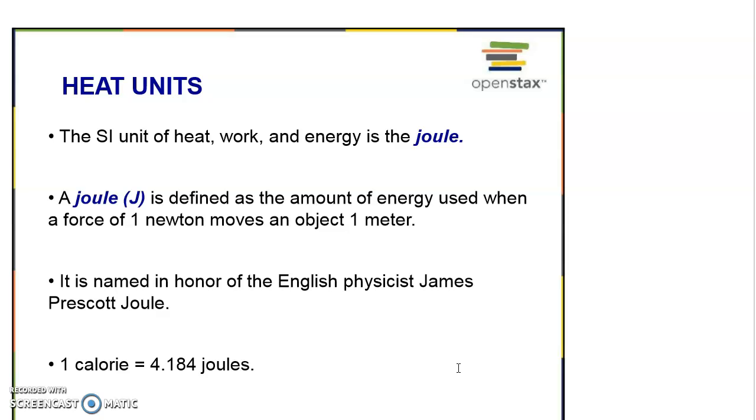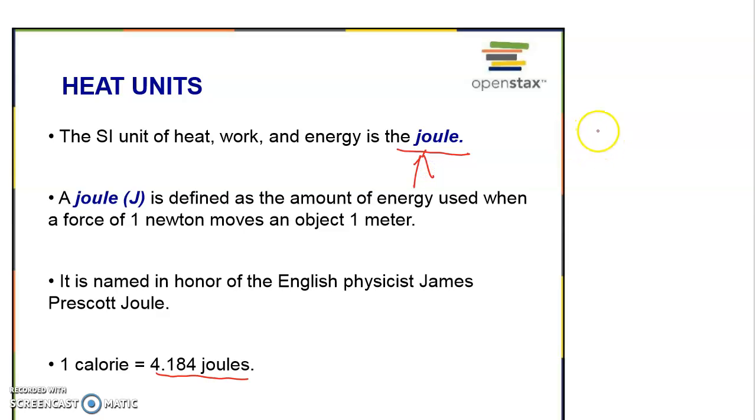Another unit for heat is the joule. The joule is the SI unit for energy. So what is the joule? Why do we have two different units? The joule comes from mechanical energy. Two different groups of scientists at different times: the physicists studied mechanical energy, and they found the joule.